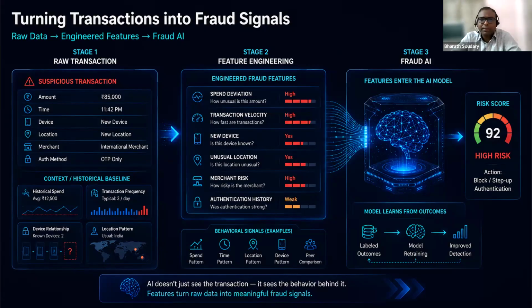In feature engineering, the system converts the raw information into meaningful signals. Spending deviation: is this amount unusual compared with the customer's normal spending? For example, the normal average is 2,500, and the customer transaction is 85,000 or 90,000. This is a significant deviation.